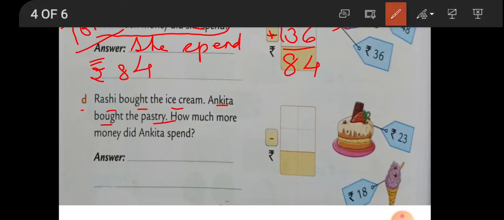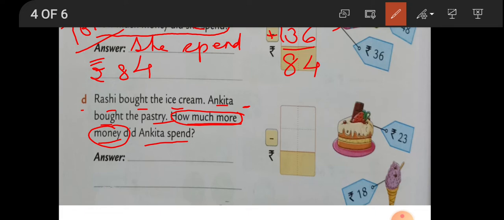Okay. So, how much more money? Yes, again comparison. How much more money? We need to do minus. Did Ankita spend? Two people are there, Rashi and Ankita. Now we are comparing between the two people. When I told you, when we compare, we need to subtract. And when it is in how much more money, we need to subtract. So it's minus. Now, Rashi bought the ice cream.